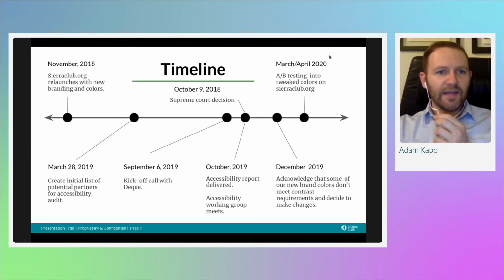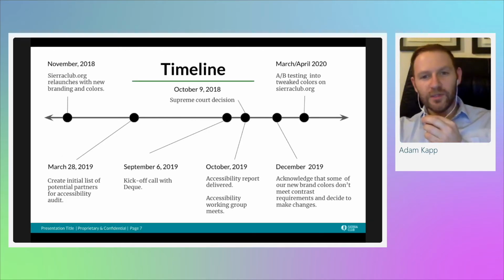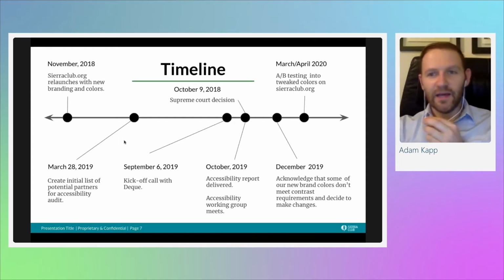So just to look at that timeline a little bit, that new relaunch with new branding and colors that I mentioned happened in November 2018. In March of 2019, we created an initial list of potential partners for the accessibility audit. We ended up, coincidentally, working with DQ, and we had a kickoff call with them in September of that year. No one will be surprised, especially if you work at a big organization, that the contracting bit always takes longer than you think. Certainly the case for us.